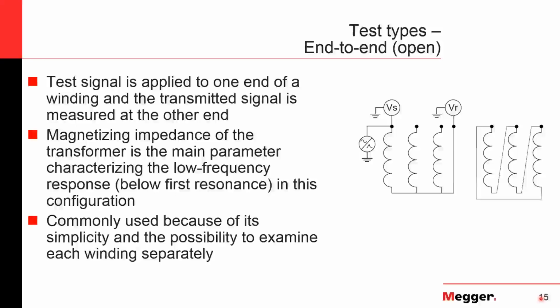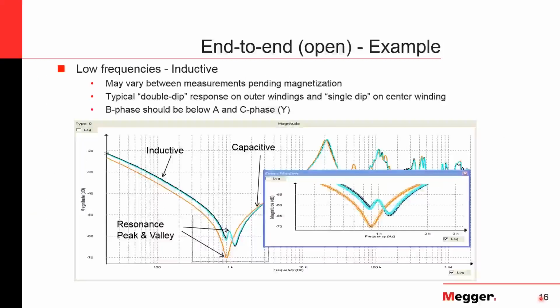The nice thing about this is the magnetizing impedance of the transformer is the main characterization at the low frequency. So you see information about the core, and then as it goes up, you're going to see some information about the winding as well. But it's a very simple test. Hook up on one side of the winding, hook up to the other to measure it, and then just get your response.